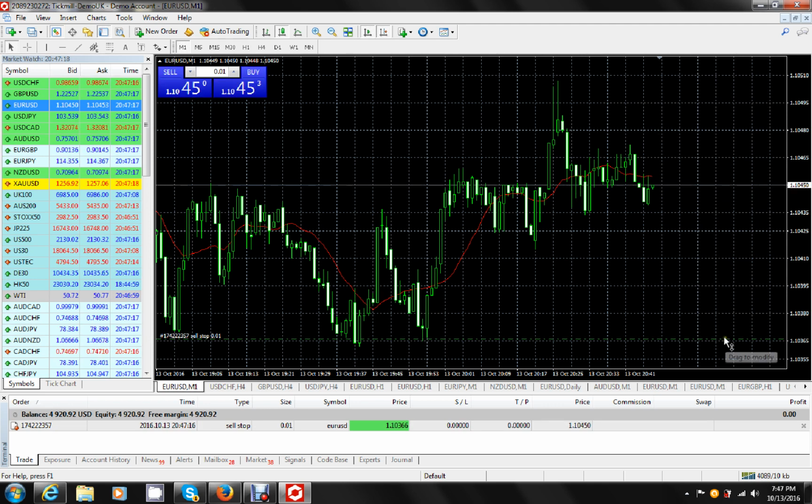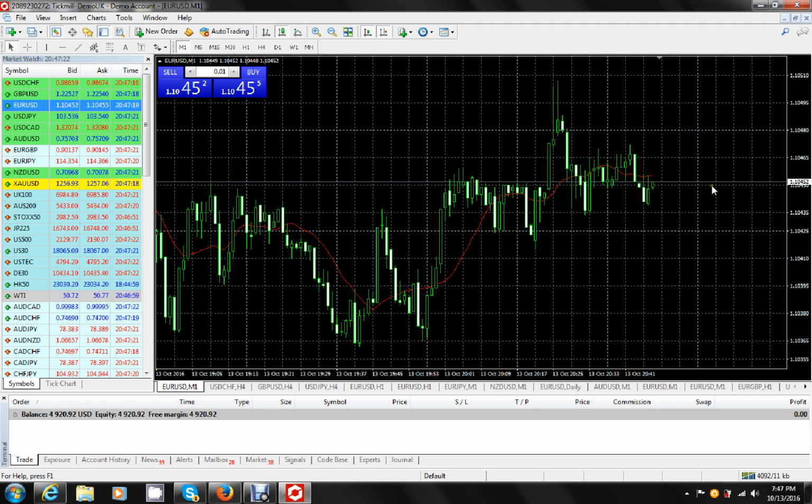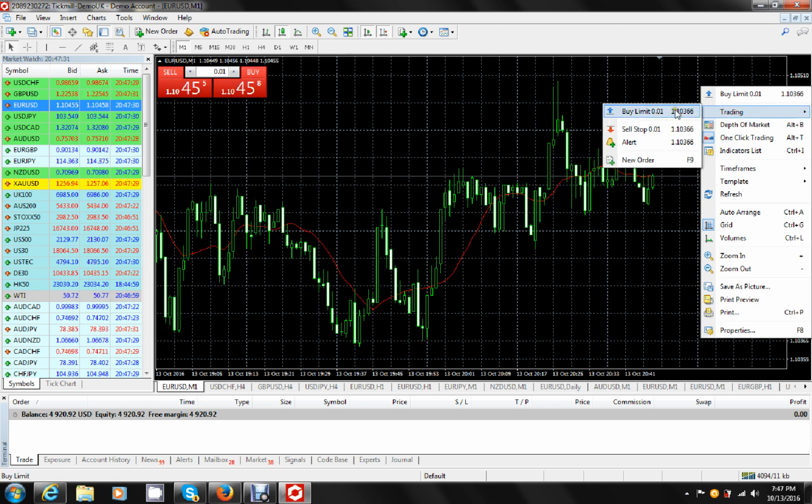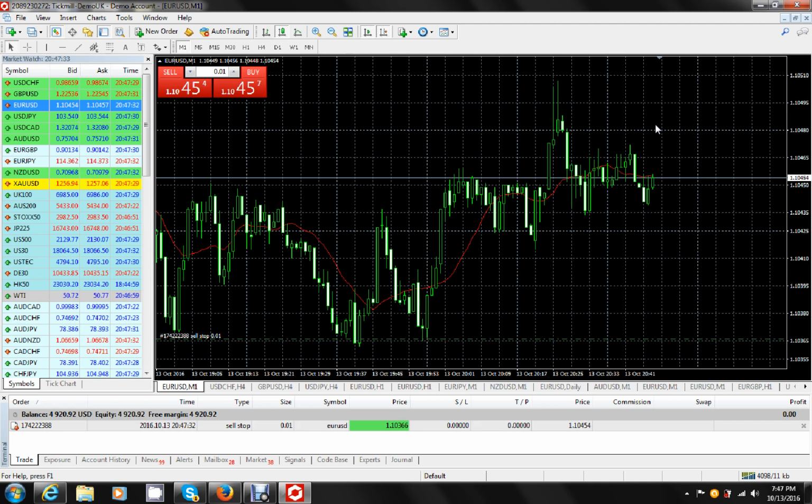Okay, I want to repeat that. That was quick. I go below, anywhere below the price level. I just press the right button of the mouse. It will show something like buy limit, trading, depth of market. I go to trading. I go to sell stop. Can you see that? That's a sell stop.